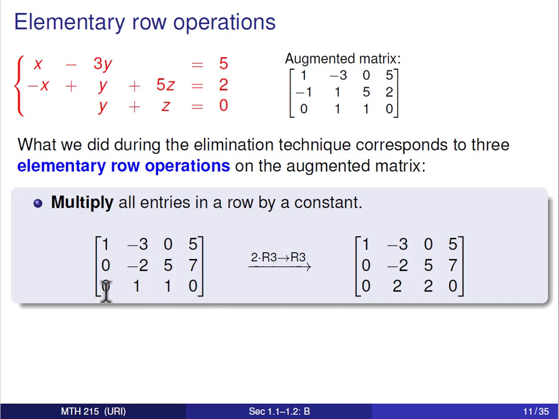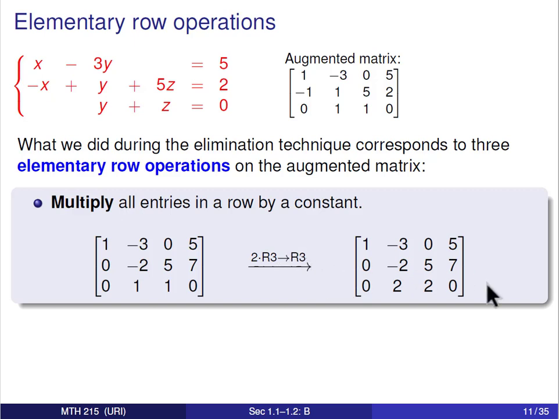I could take 2 times row 3, where the coefficients in that last equation are 0, 1, 1, and 0, and get 2 times 0 is 0, 2 times 1 is equal to 2, 2 times 1 is equal to 2, and 2 times 0 is equal to 0. And you'll notice that I have recorded in shorthand the idea that I'm taking row 3 2 times that to replace row 3. This becomes my new row 3.